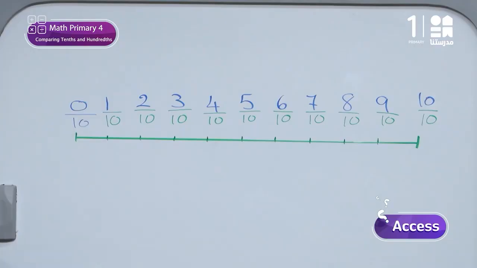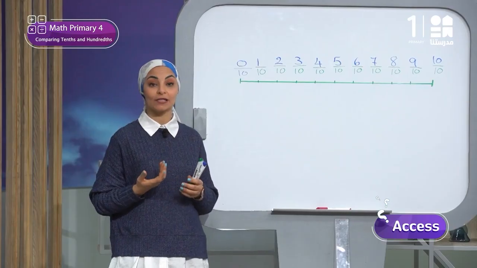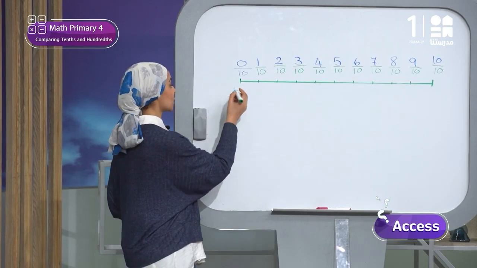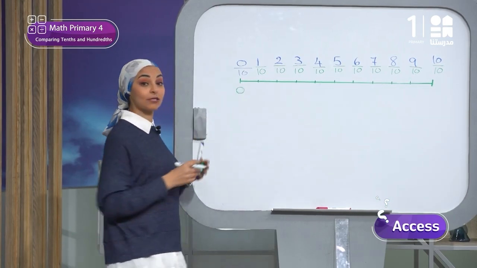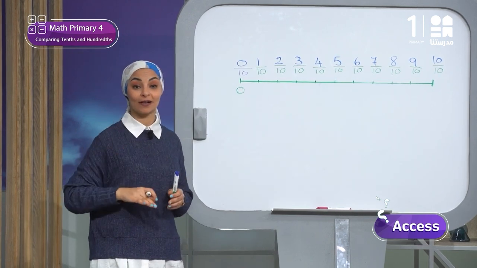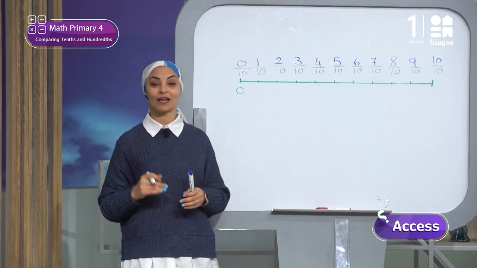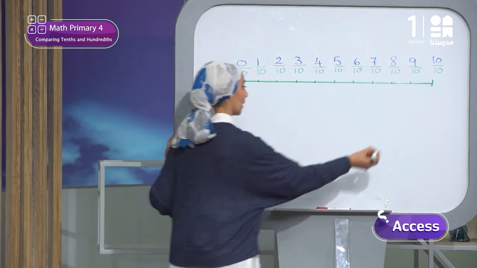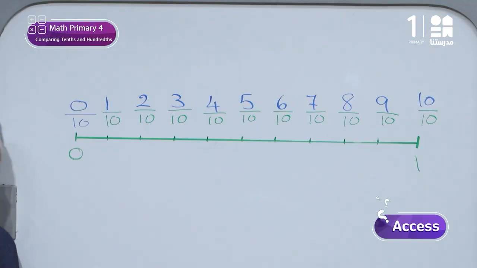Okay, now from our knowledge of fractions, احنا عارفين ان 0 over 10 هي نفسها equals to 0, right? 0 over 10 equals to 0. And what about the fraction 10 over 10? Exactly, 10 over 10 يعني equals to 1. I write here 1. Okay.